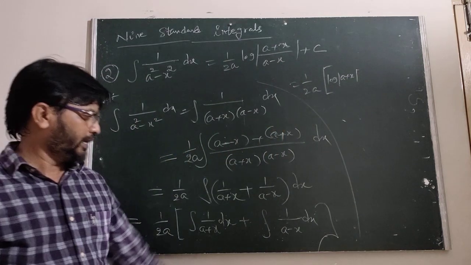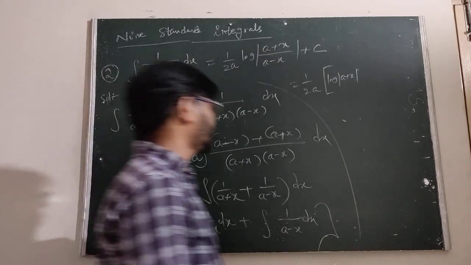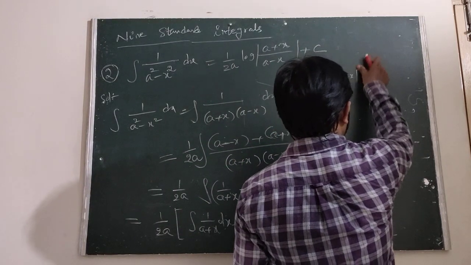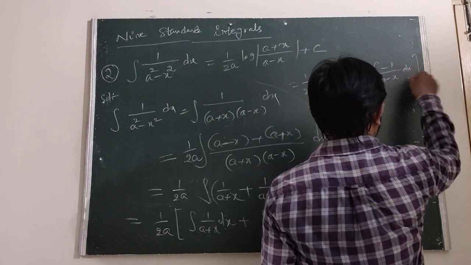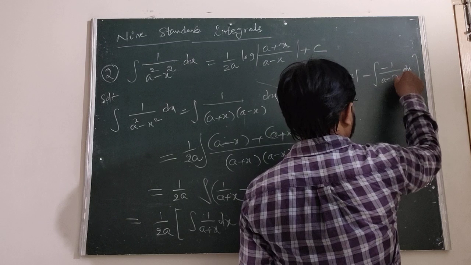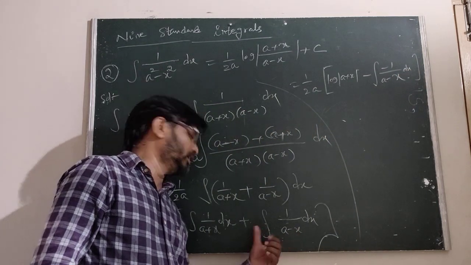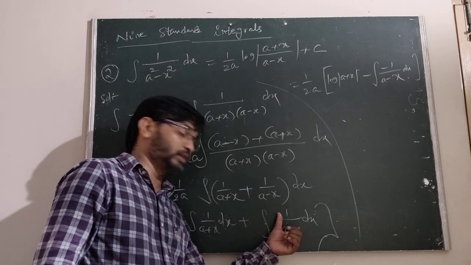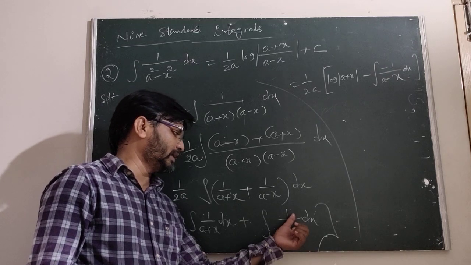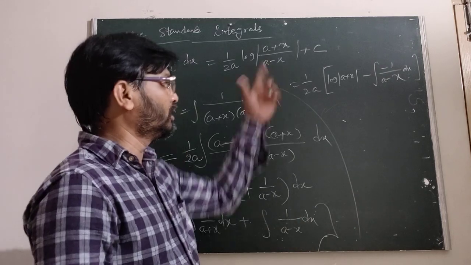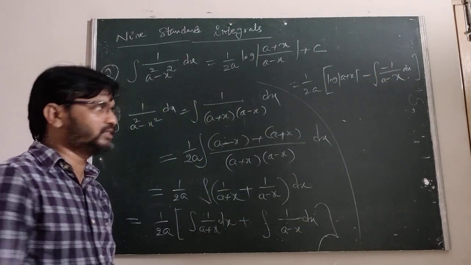Is it clear? The derivative of a is 0 and the derivative of minus x is minus 1. Now this can be written as minus into minus, that is minus 1 by (a minus x) dx. In this step, we take the second term multiplied with minus, and minus into minus is plus. Because the derivative of a is 0 and the derivative of minus x is minus 1, we are taking minus 1, and before that we are taking minus. Minus into minus is plus.